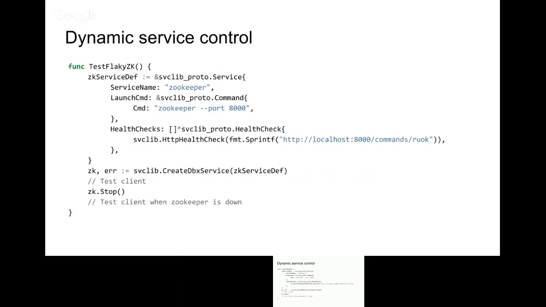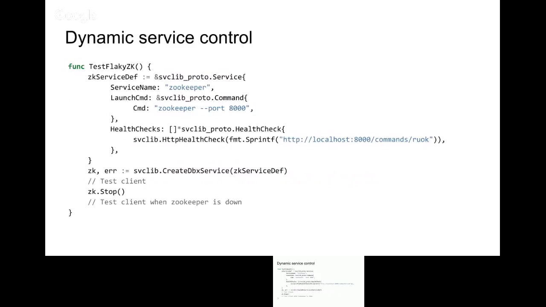For more advanced use cases, we support dynamic control of services within tests. So this is very useful for tests that want to check what happens when a particular service goes down that they depend on. So here's a piece of code, or a test that I pulled from some of our Go infrastructure. So this test wants to check what happens when a zookeeper goes down to the code under test.